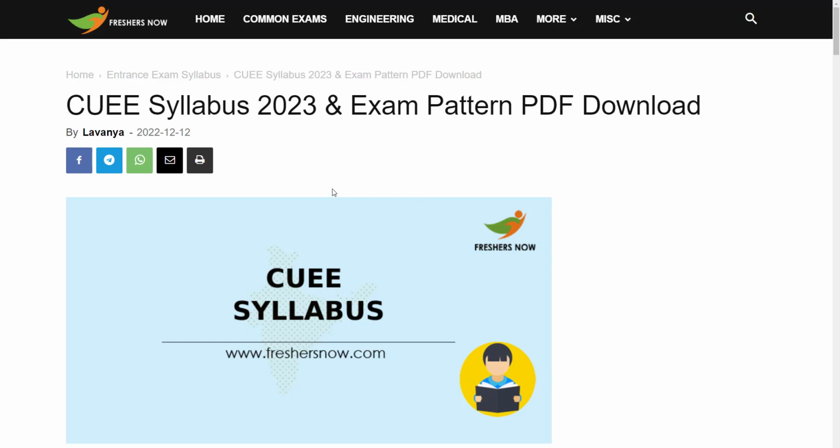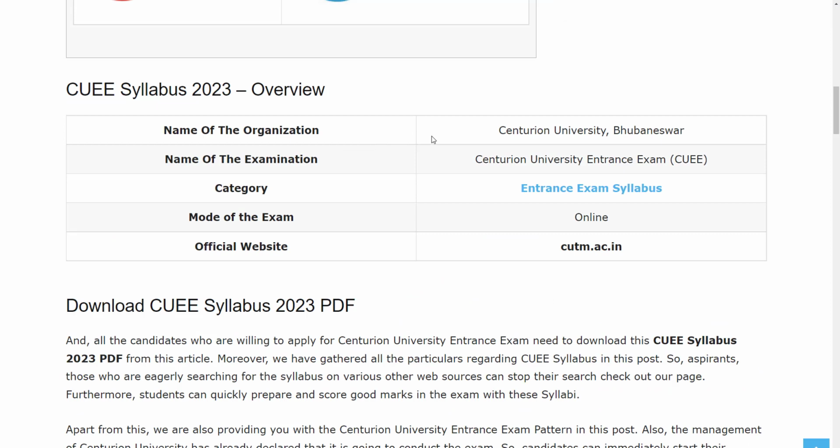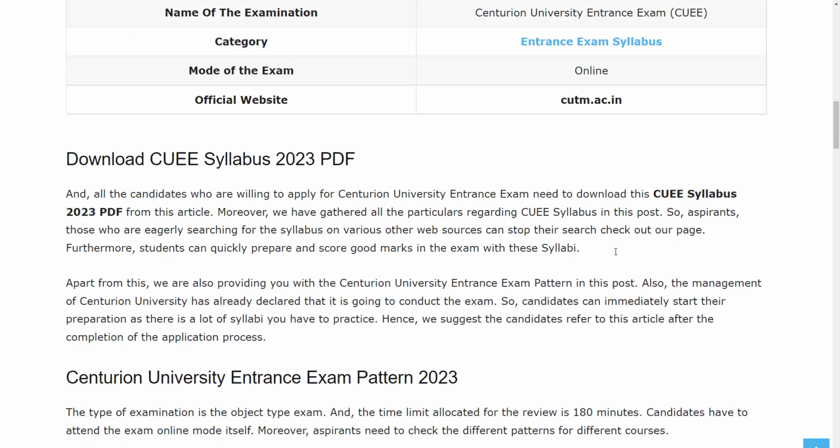Let's see the overview of the syllabus. The organization which is providing this exam is Centurion University, Bhuvaneshwar, and the exam name is CUEE. The mode of the exam is online. And the official website for this exam is cutm.ac.in. Let's see the exam pattern.